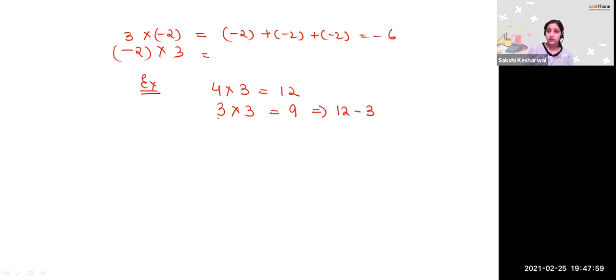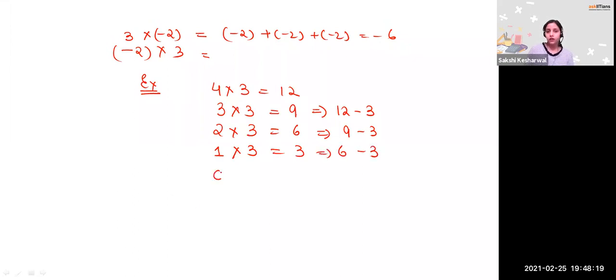Now, just see, now you're learning 2 into 3. 2 into 3 is equal to what, beta? 6, which is equal to 9 minus of 3, right? You're multiplying by 3, so what you're doing is just subtracting. Now, if I write 1 into 3, which is equal to 3, can I write this as 6 minus of 3?